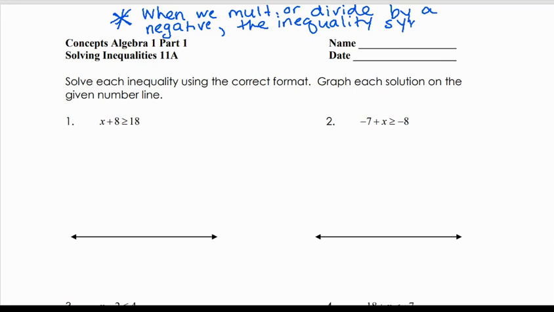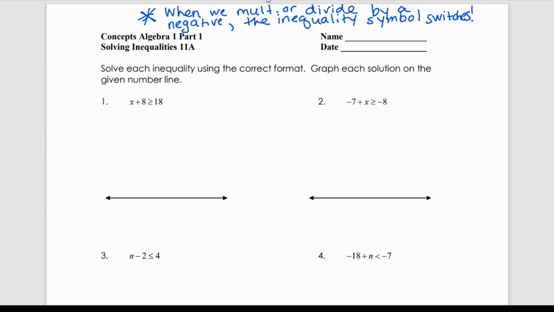I'm writing it. Can you see the screen? The inequality symbol flips. Yes, it flips. It switches. So please make sure we remember that when we multiply or divide by a negative, our inequality switches. If we add or subtract, don't worry about it. But multiplying or dividing, we have to.